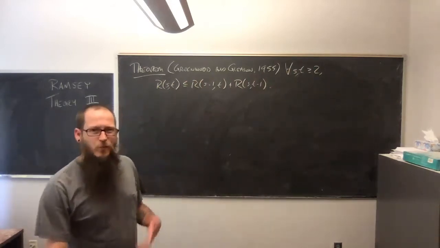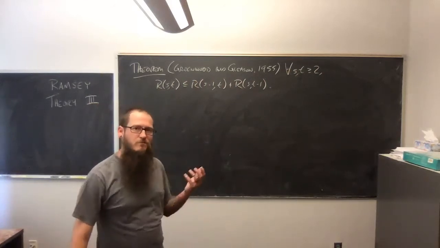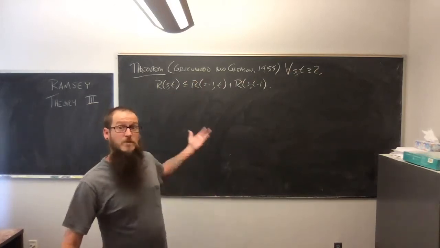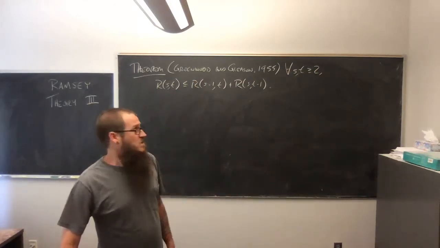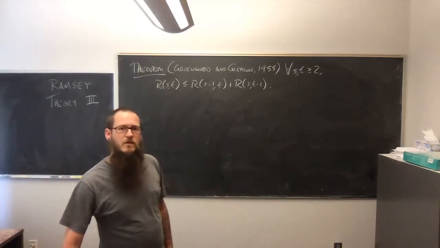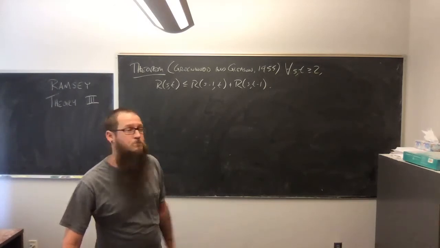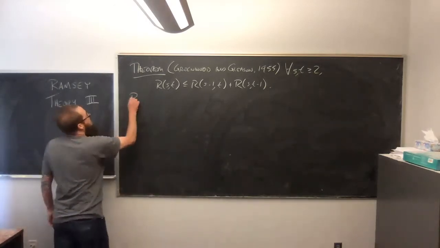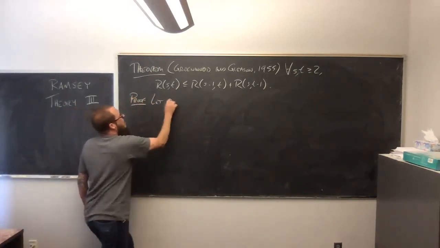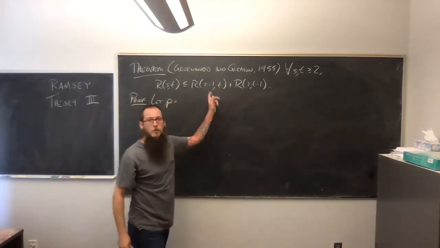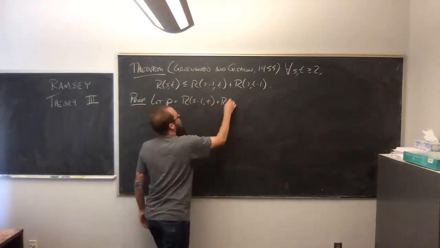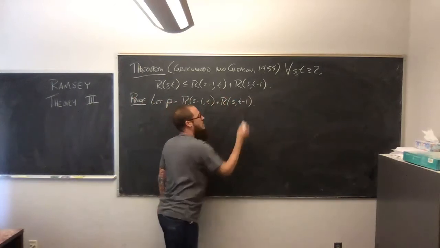And you'll find in some books they refer to this as Ramsey's theorem just because it is really a special case of Ramsey's theorem, which basically states that Ramsey numbers exist. This is a little bit more than just that. We're getting an explicit upper bound for what this Ramsey number is. So I really think this should be credited more to Greenwood and Gleason. So let's take a look at the proof. I'm going to go ahead and let P equal to this number, R of S minus 1,T plus R of S,T minus 1.